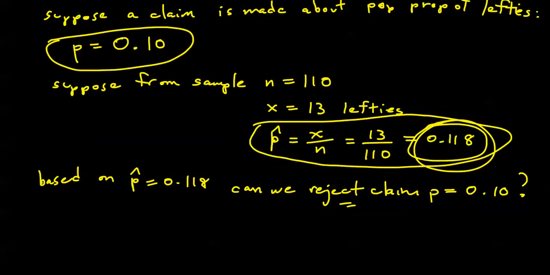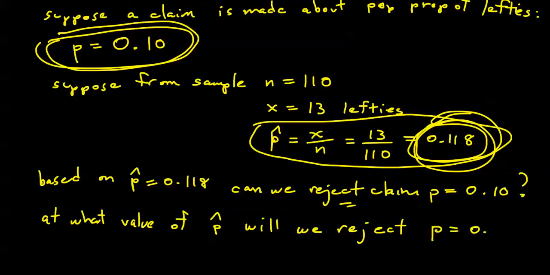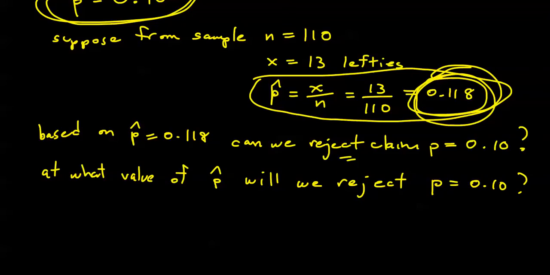Alright, and of course you're wondering, well, is this data strong enough to reject the assumed claim of 10% or 0.10? At what value of p hat will we reject the assumption that P is indeed 0.1? Is 0.11 strong enough? 0.12, 0.13, 0.15? At what value of P hat will we reject the original claim?